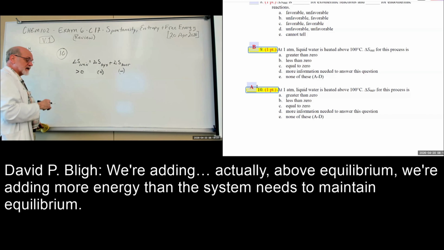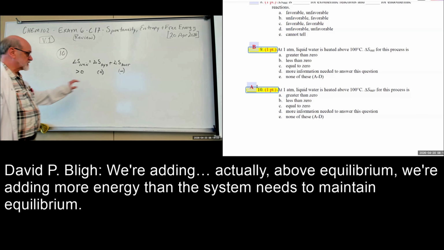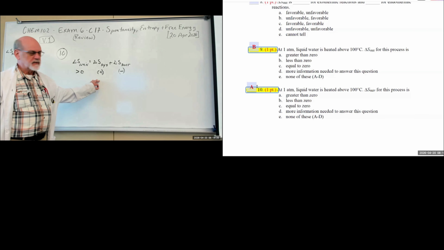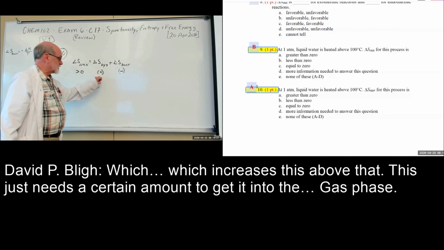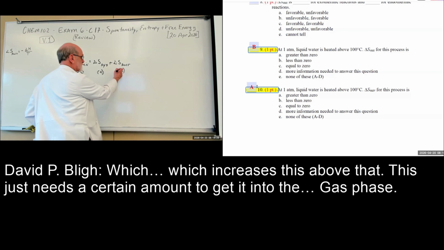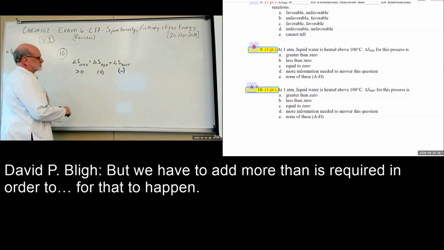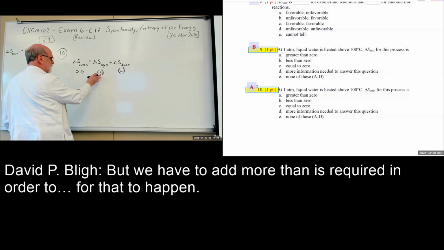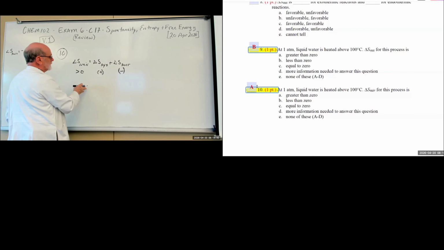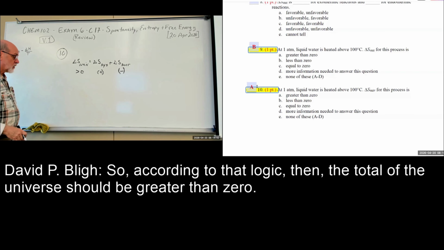Above equilibrium, we're adding more energy than the system needs to maintain equilibrium, which increases this above that. This just needs a certain amount to get it into the gas phase, but we have to add more than is required in order for that to happen. So according to that logic, the total or the universe should be greater than 0.